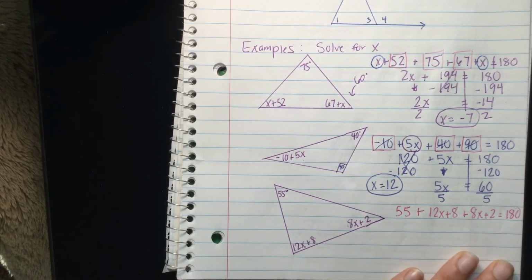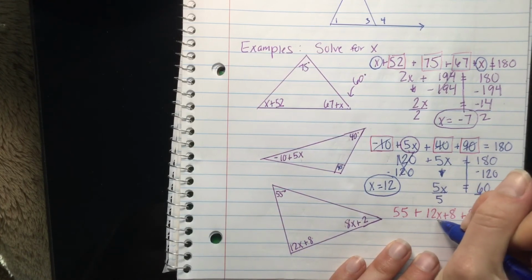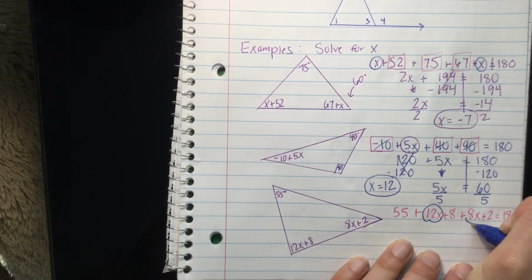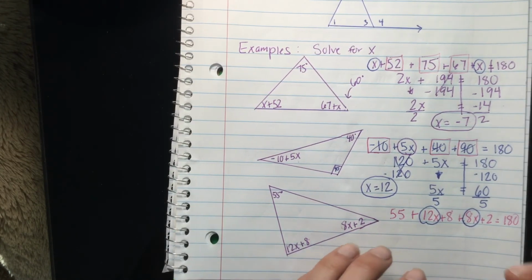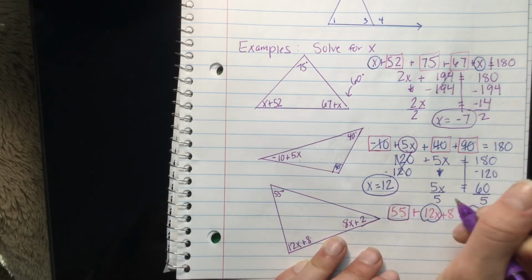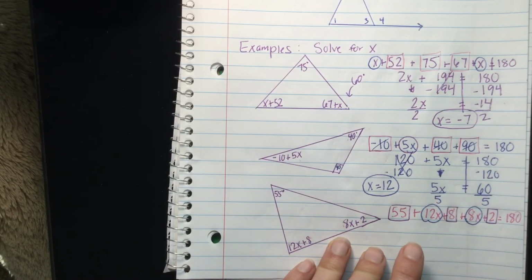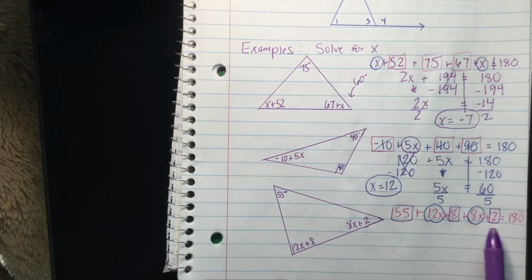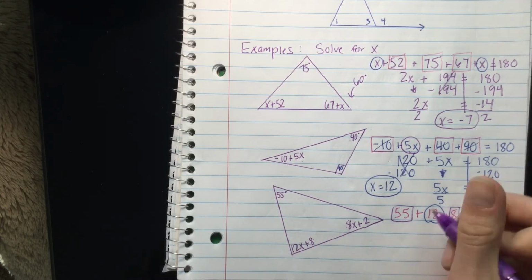180. Now we're going to combine like terms. All right, I'm going to start with the numbers that have an x attached to it. I'm going to draw a nice little circle around them on both of them. And then the numbers that don't have a circle around them, I'm going to put a box around them. These are all numbers. Just numbers, no variables. Now when we combine them, I've got 55 plus 8 plus 2. I know that 8 plus 2 is 10. 55 plus 10 is 65.